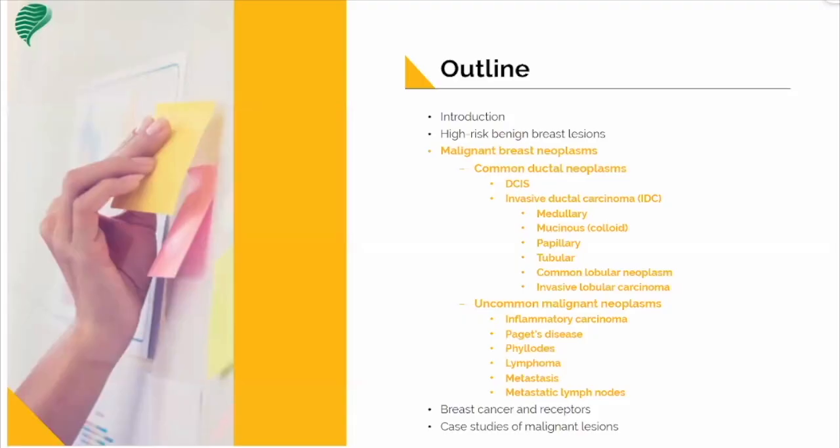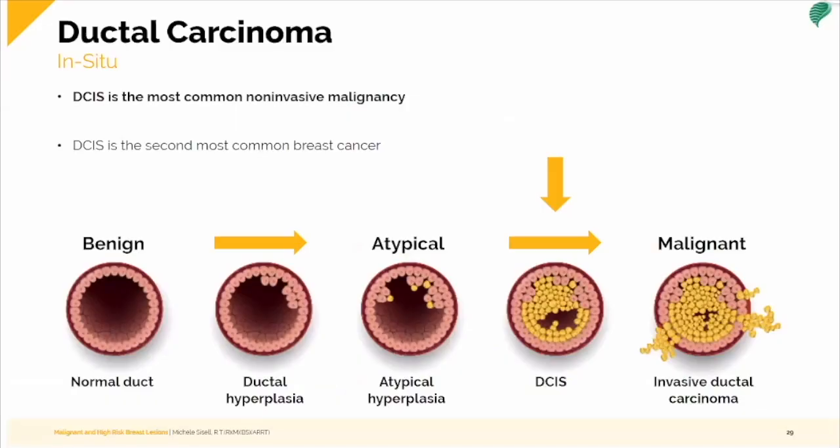All right. So now we're going to move on to our malignant neoplasms. That was our high risk. So this first one is ductal carcinoma in situ, or DCIS. This is the most common non-invasive type of cancer. It is the second most common breast cancer in general. So this is, let me re-say that, the most common non-invasive type of breast cancer. It's the second most common type of breast cancer overall.